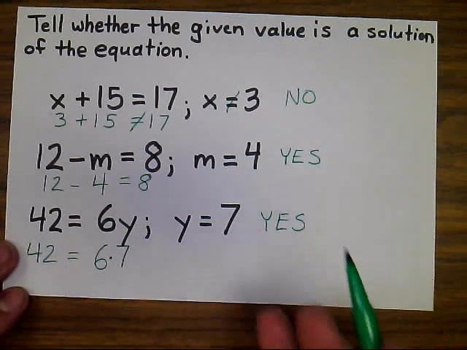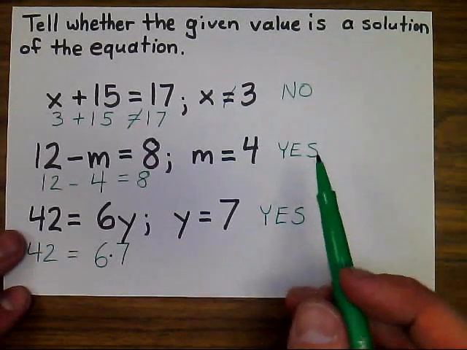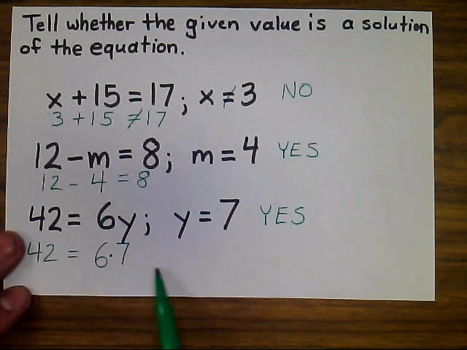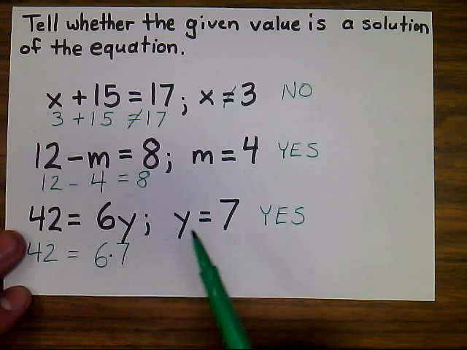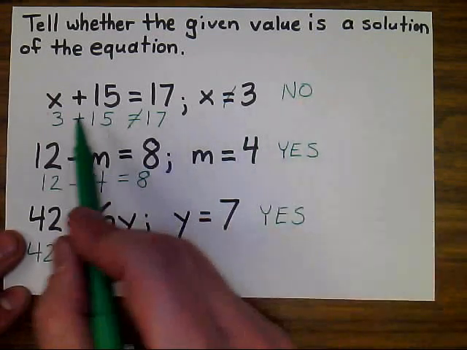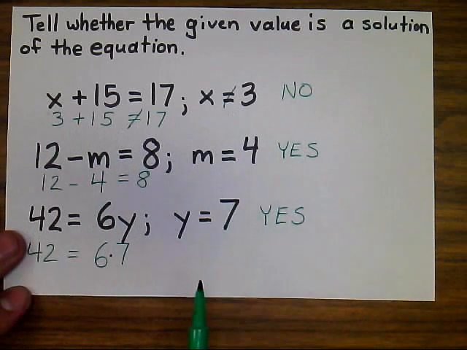So really, when you're asked to tell whether the given value is a solution to the equation, you really only need to write yes or no. But ideally, you'll do the same thing I did and just prove your answer. Justify why you know that it doesn't work or why you know that it does work. You're not asked to give the actual value. You're just asked to tell whether the given value is indeed a solution or not.